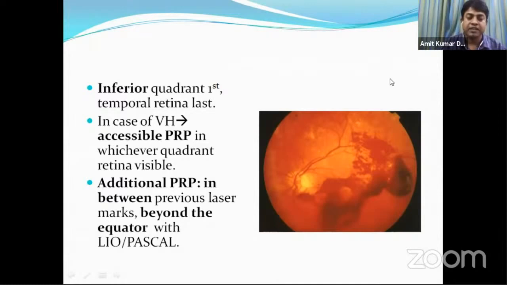Some patients might need additional PRP during the follow-up. So in those cases, you have to do laser between the previous laser marks, or you have to go beyond the equator using LIO or Pascal laser mode, which we'll see subsequently.